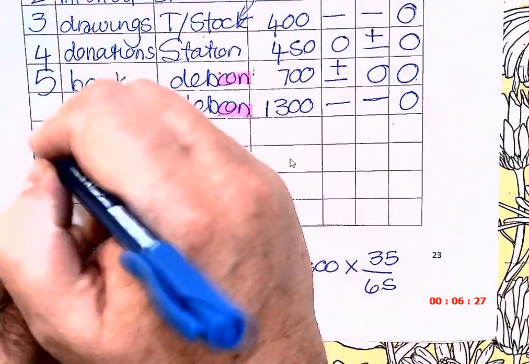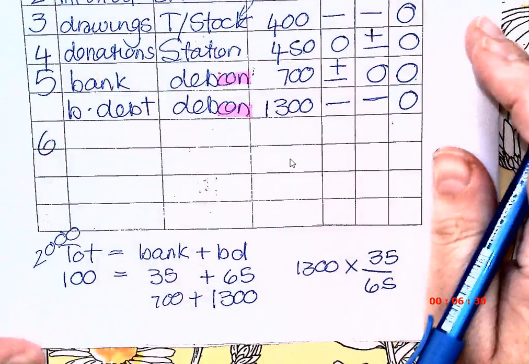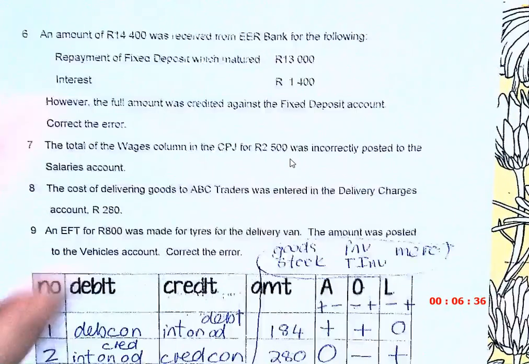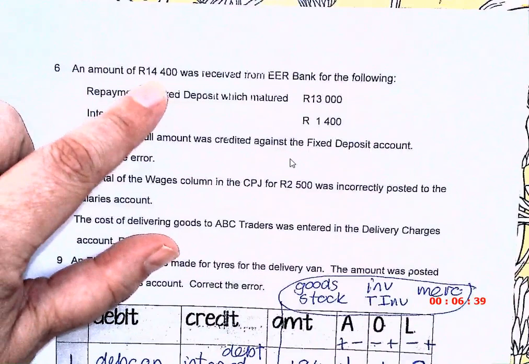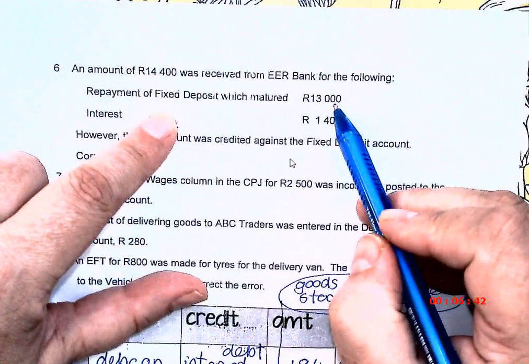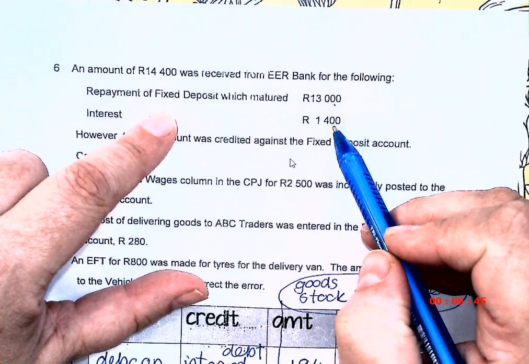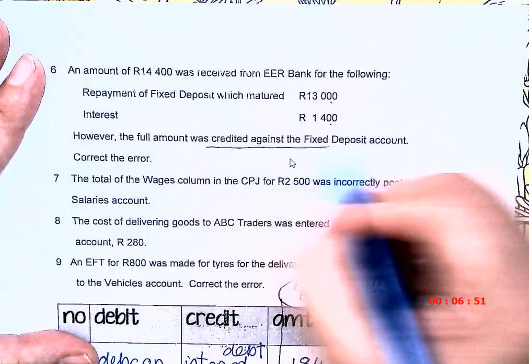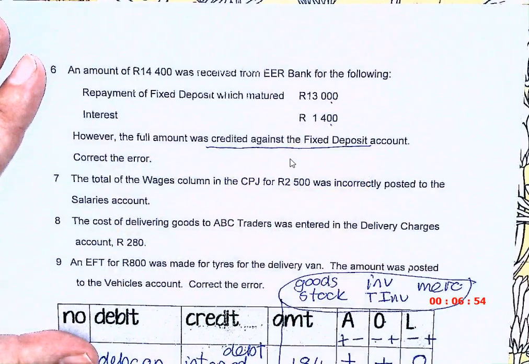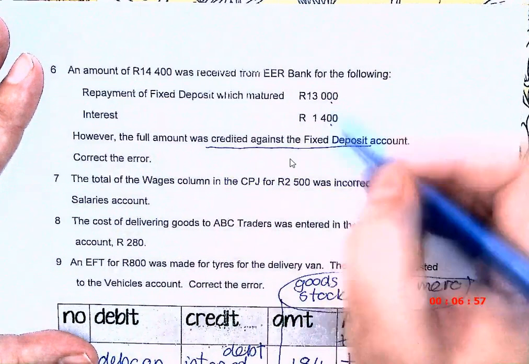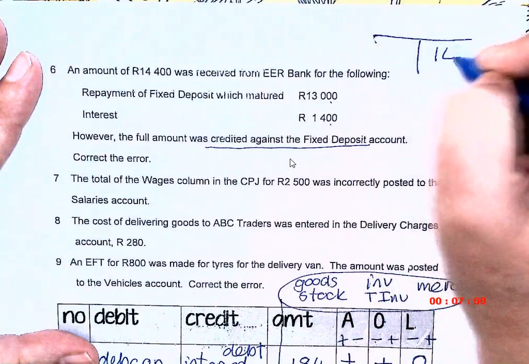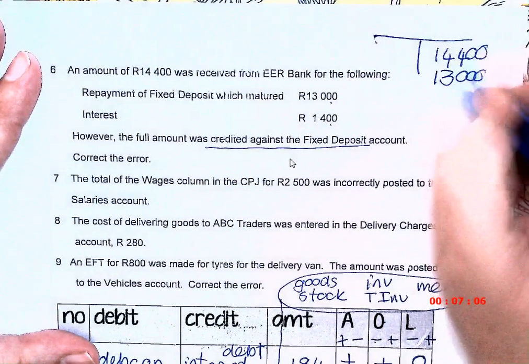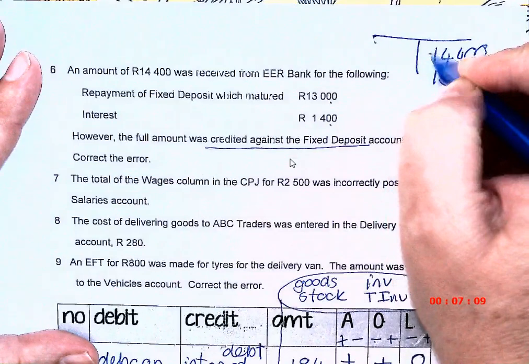Number 6. An amount of 14,400 was received from the bank. Now if I look here, can you see? In other words, I received 14,400. 13,000 was for the fixed deposit, 1,400 was for the interest. However, the full amount was credited against the fixed deposit. Okay? So the fixed deposit is now 14,400. But I only want 13,000. How will I get the 14 to become 13? I'm going to look, what's the difference?